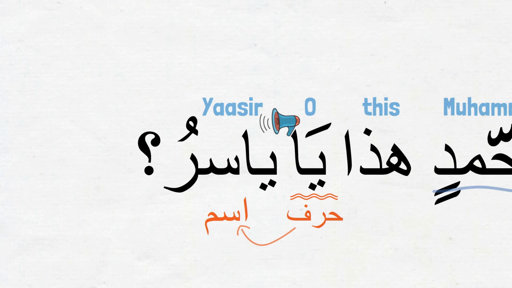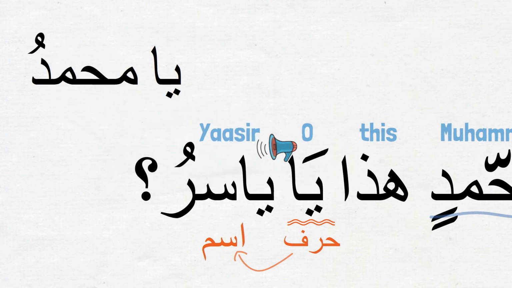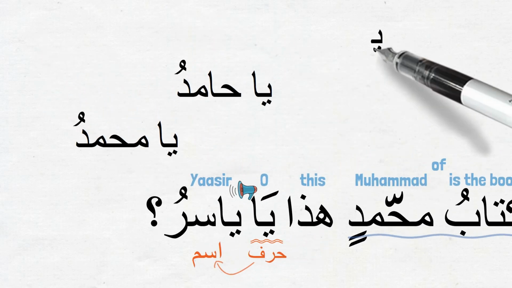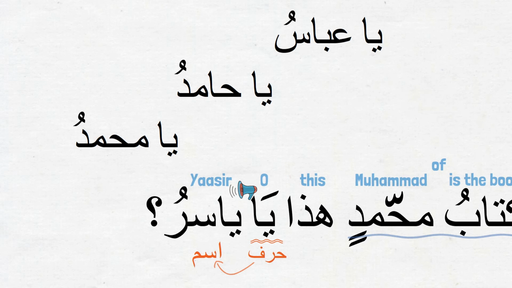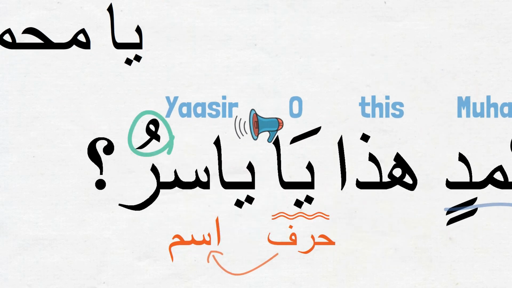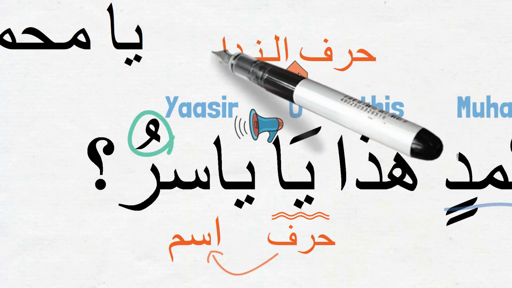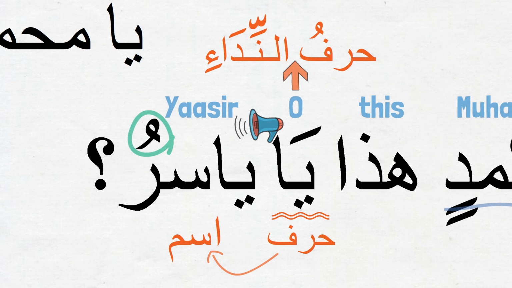The harf Ya has a special effect on the ism coming after it. Let me give a couple of more examples for you to see if you can spot it. Ya Muhammadu. Ya Hamidu. Ya Abbasu. Do you see what's happening here? The tanween at the end of the names is getting dropped, right? That is the special effect that Ya has on the ism that it comes with. So this harf is used to call or to get the attention of someone. That is why this harf is called harfun nida, which means the harf of call. In English, this harf is typically referred to as the vocative particle.